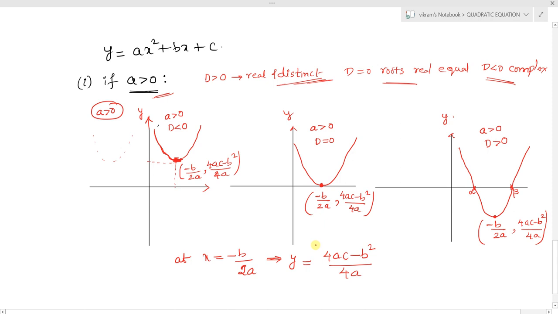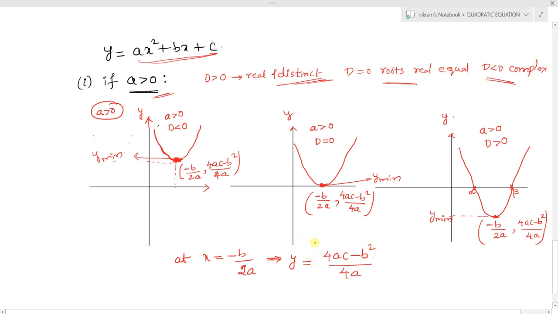Now we can conclude that if a is greater than 0, the curve ax square plus bx plus c will have the minimum. Why? Because it is the minimum value of y under any condition. This is the y minimum, and this is also the y minimum, so that at x equals minus b by 2a we obtain the y value.